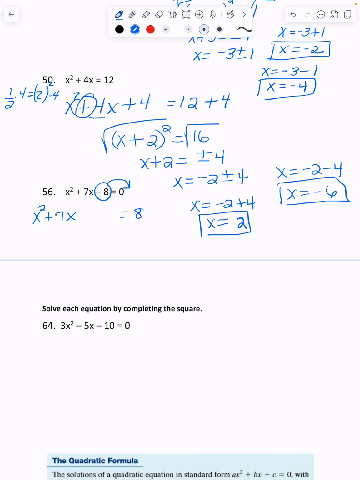I chose this problem specifically because students sometimes have a hard time when they go to take half of 7. It's not as easy to take half of 7 as it was in the previous problems where the numbers were even. So let's look at it this way. I'm taking 1/2 of 7. Of means multiply. So basically, I'm saying 1/2 times 7.